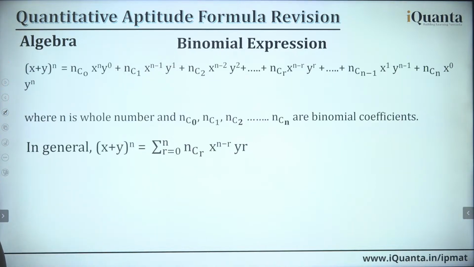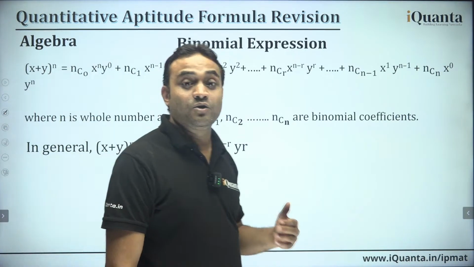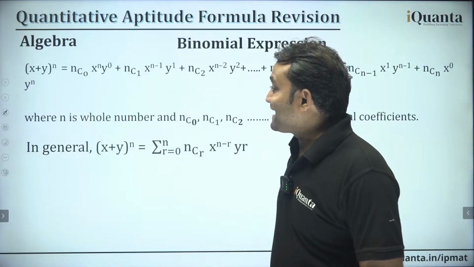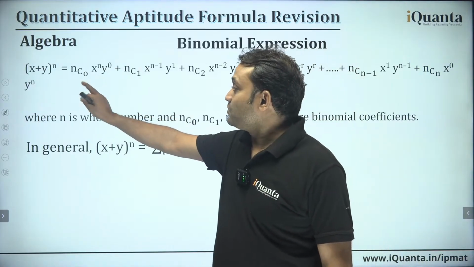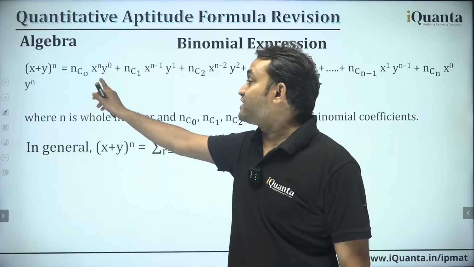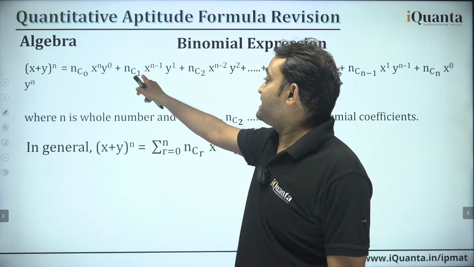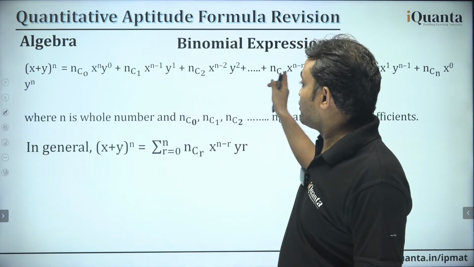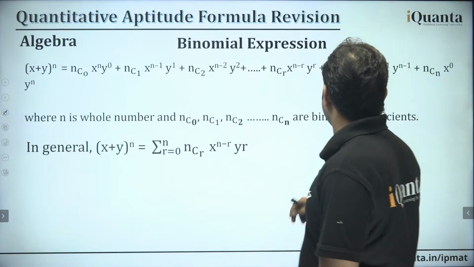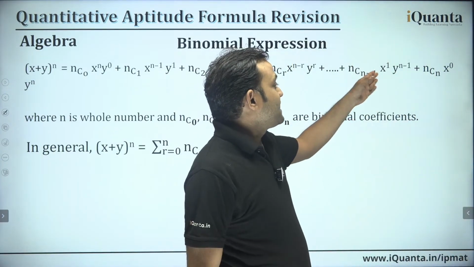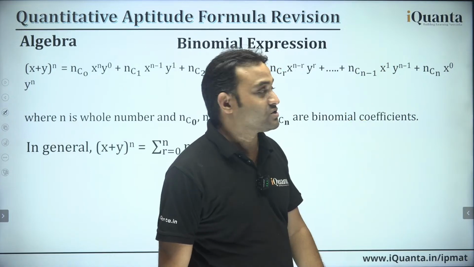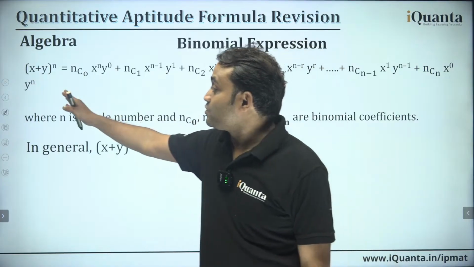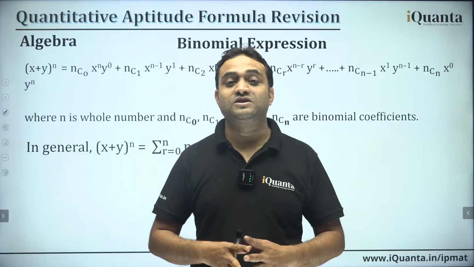Now the next one is expanding a binomial expression. As you can see, (x plus y) to the power n can be written as nC0 into x to the power n into y to the power 0. Then the second term will be nC1 into x to the power (n minus 1) into y to the power 1, and so on. The second last term will be nC(n minus 1) into x to the power 1 into y to the power (n minus 1), plus nCn into x to the power 0 into y to the power n. This is the expansion of (x plus y) to the power n.